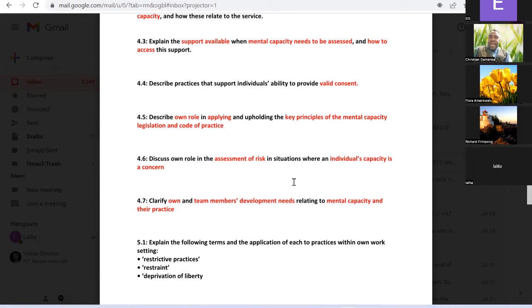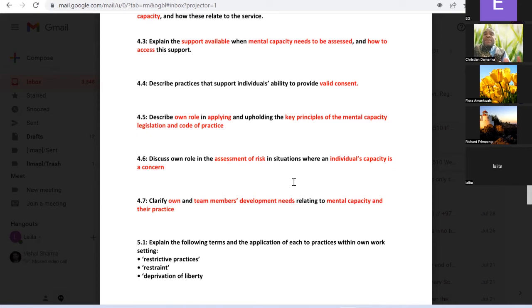5.1, explain the following terms. This is a very simple question. And the application of each to practice within your own work settings. This question is a threefold question. Explain the terminology. Number 2, explain how you apply it in your own work environment. So you explain the terminology, you explain how you put it into practice, and you have to link everything you are writing to your work environment, following the scenario again.